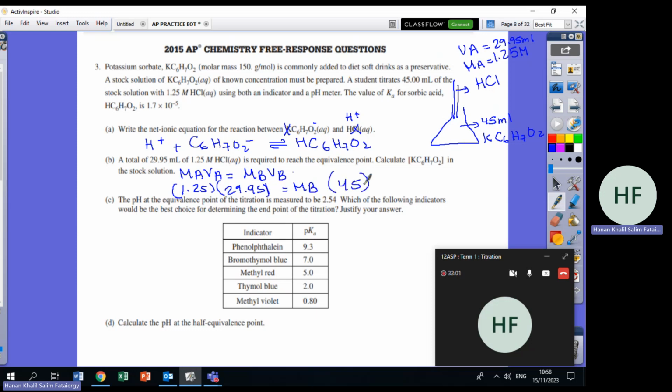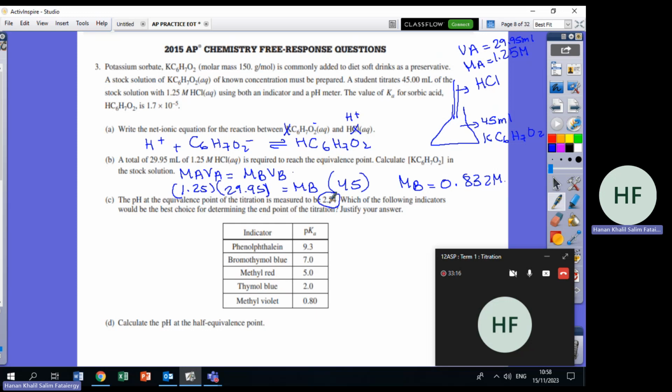Here there is no need to convert the volumes to liters. Both of them are in milliliters, it is okay. And then I will find the molarity of the base, which is equal to 0.832 molar. Now the pH at the equivalence point is 2.54.